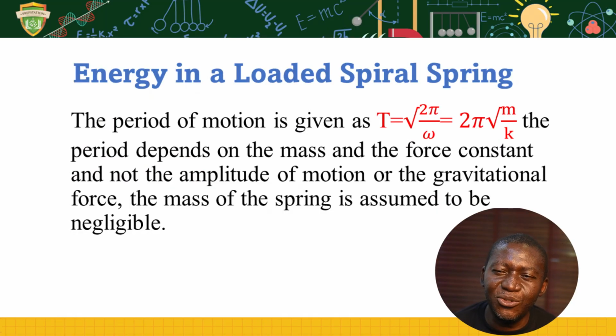Now, let us look at the energy in a loaded spring. The period of motion for a loaded spring is given as T is equal to 2 pi all over omega, or 2 pi square root of m over k. The period depends on the mass and the force constant and not the amplitude of motion. So for a loaded spiral spring, the period does not depend on the length.